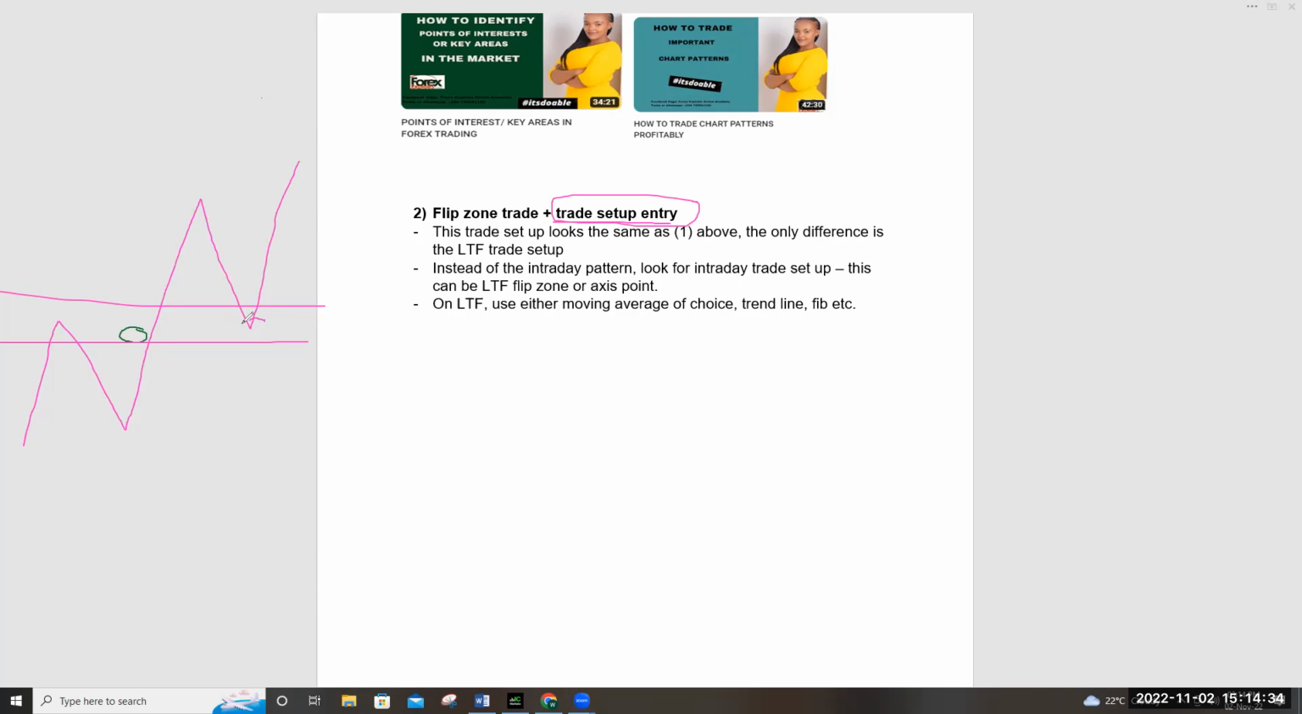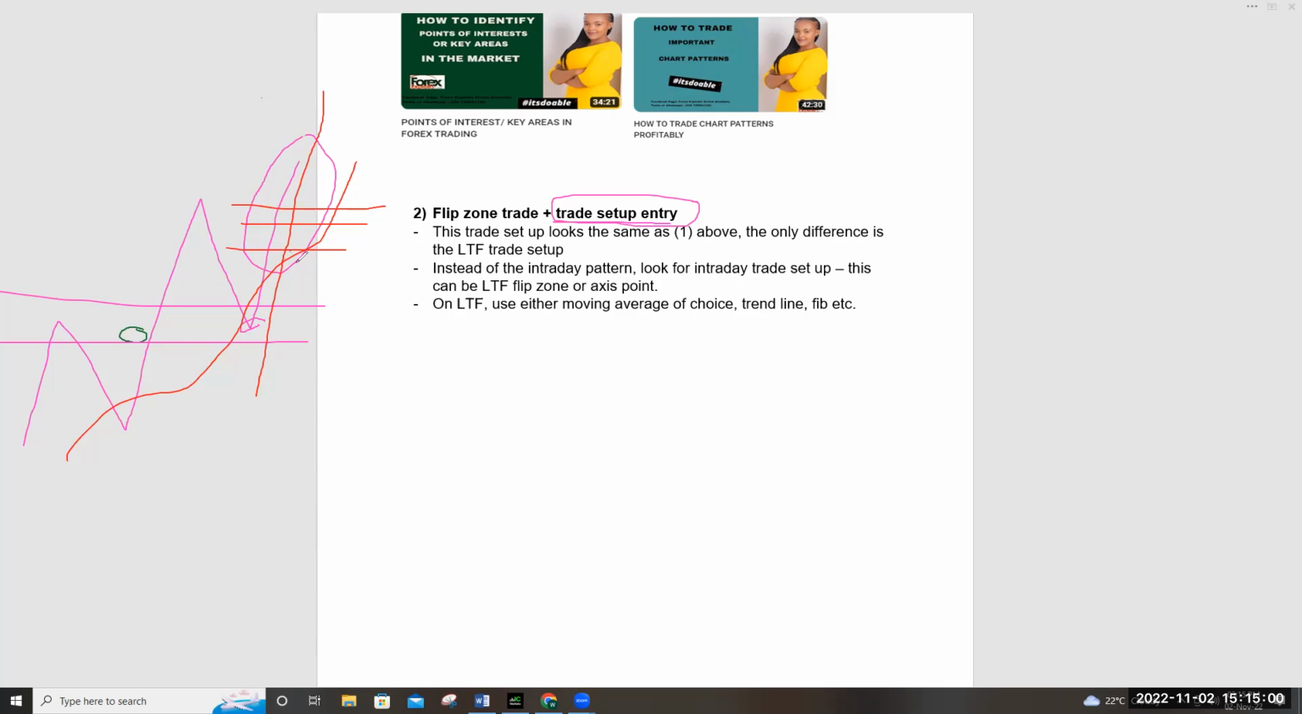And once the traditional entry has been done on this second leg, this is where we'll be looking for our trade setup. So you can either have your EMA, so you could be having your MA here, or you can be having your trend line, or you can be having your fib, whichever your trade type of entry is.